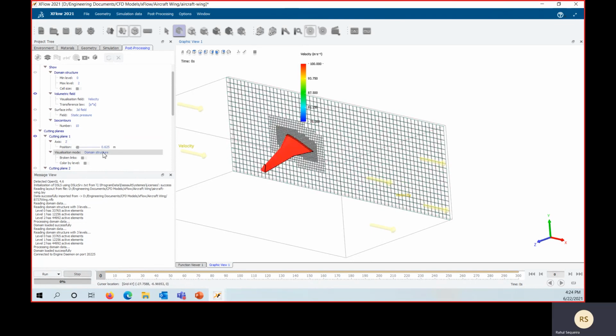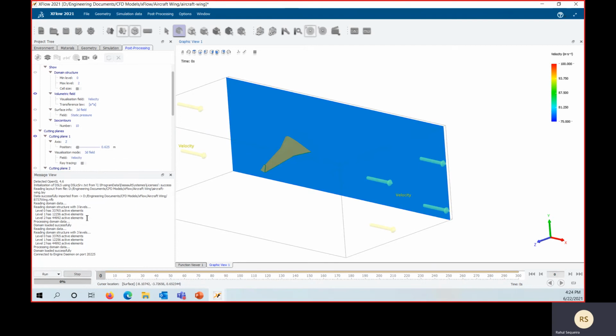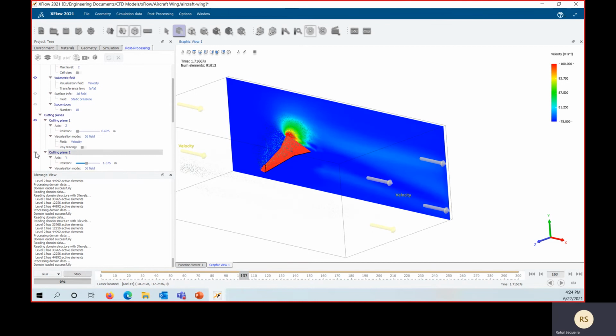And then if I want to now show the velocity distribution along the plane, I can do that as well. So I then go on to the 3D fields, and then I click the velocity. And if I go through as the time, you can see that the simulation is now being processed at those time steps. And if I want further cutting planes, I can even do that to give more accurate simulations.